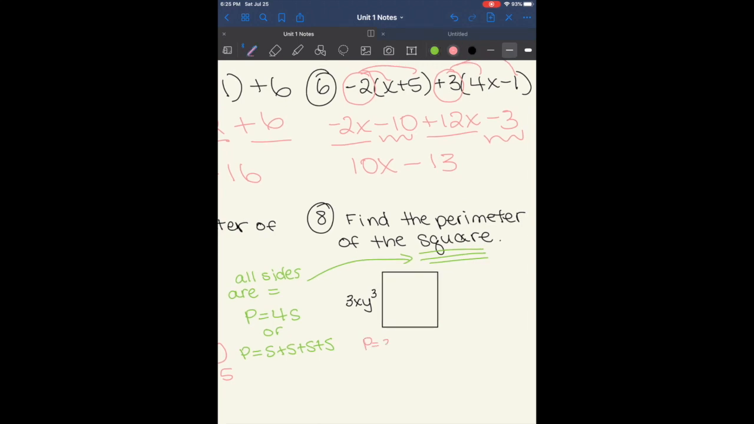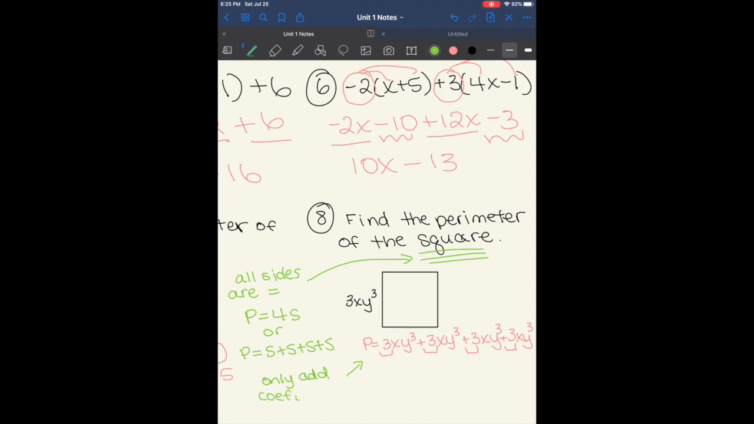So we're just going to add them. So our perimeter is going to equal 3xy cubed plus 3xy cubed plus 3xy cubed plus 3xy cubed. Notice here that we only add the coefficients, which are the big numbers in front. The exponents stay the same when we are adding. So we're adding 3 plus 3 plus 3 plus 3, which gives us 12xy cubed.